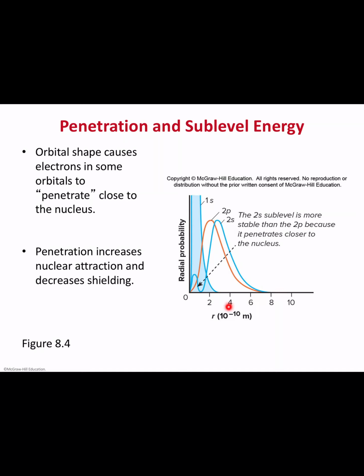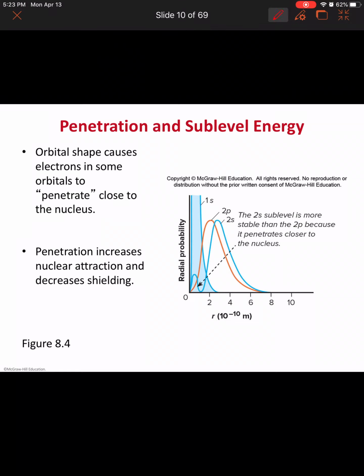Okay, so now the 2s and the 2p, both of them have the same principal quantum number. But you can see here the 2s sublevel is more stable than the 2p because it penetrates closer to the nucleus. As it is closer, the 2s would be lower in energy compared to the 2p, and we call this penetration. Orbital shape causes electrons in some orbitals to penetrate closer to the nucleus, and that is due to the shape of the orbital.